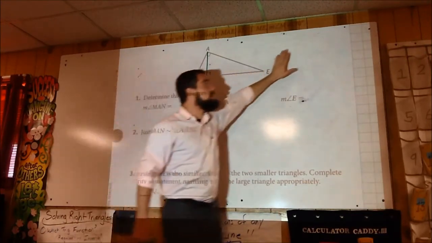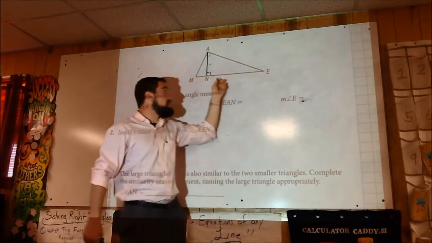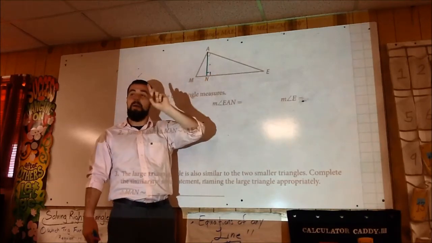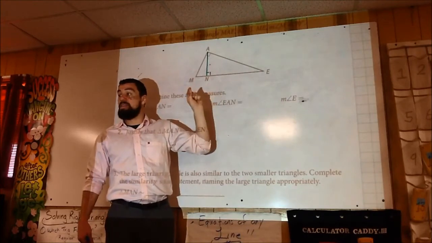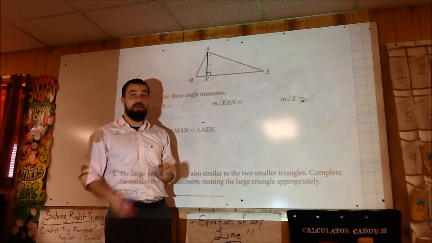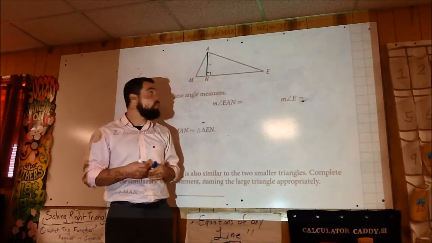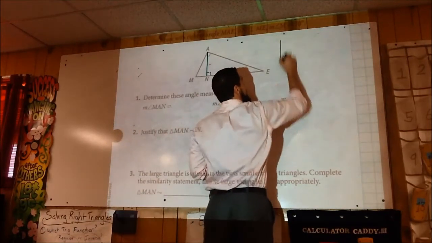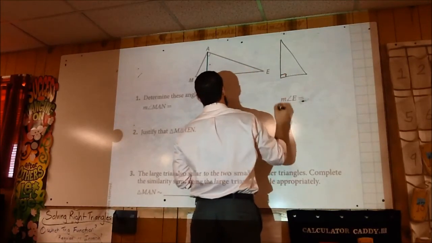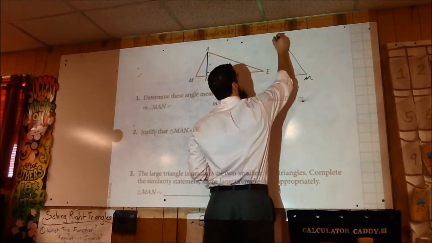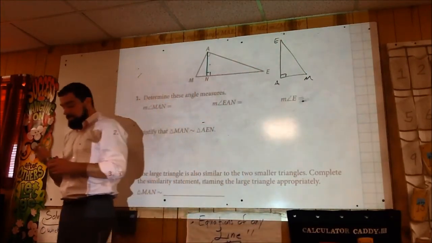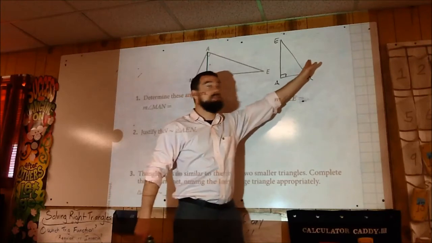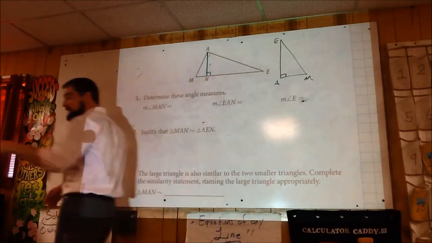Off to the side here, I want you to redraw and label the three right triangles that are in this diagram. However, I want you to draw them so that they are in the same orientation. Every single one of them is in the same orientation. I want the right angle to be in the bottom left corner. That means I want it to look like this. So the large triangle, this is A, this is M, this is E. Please draw the medium and the small triangles in this orientation and label them correctly.